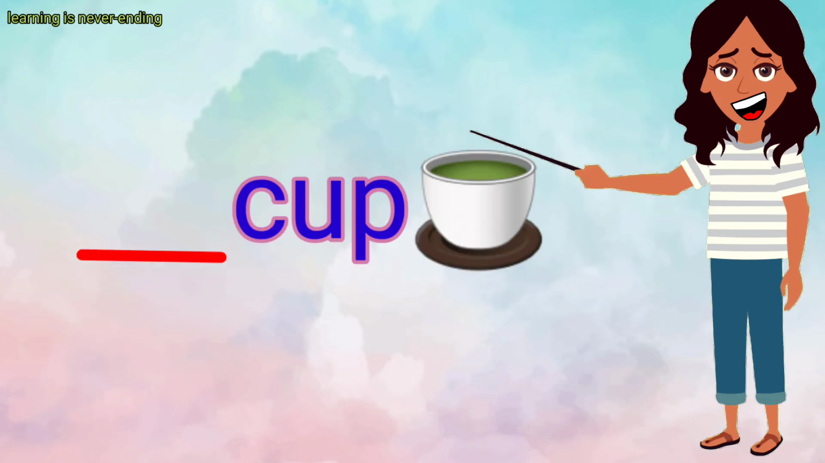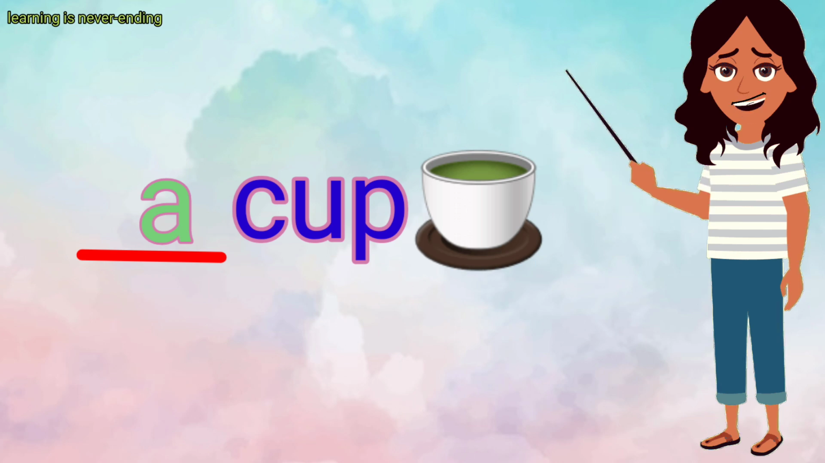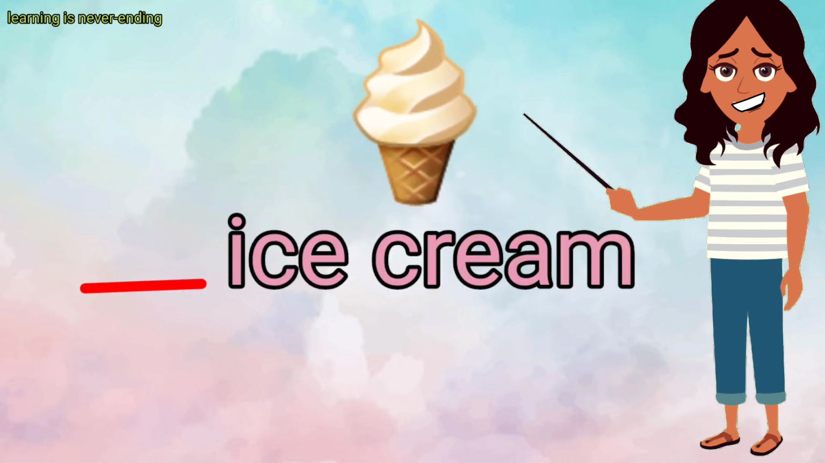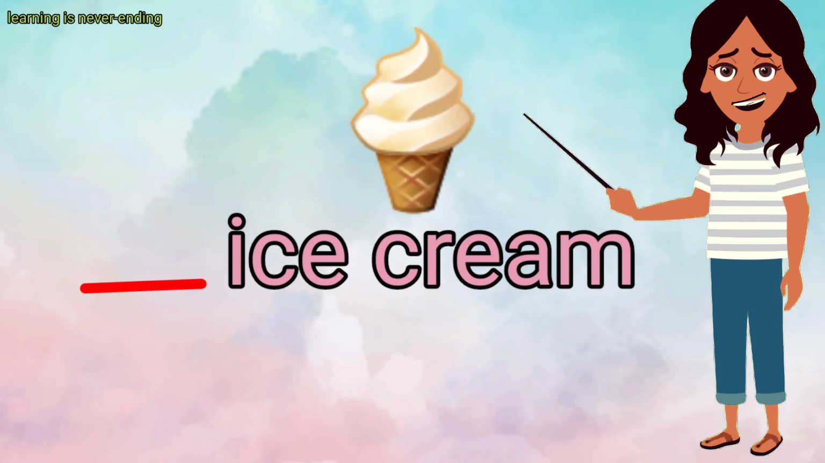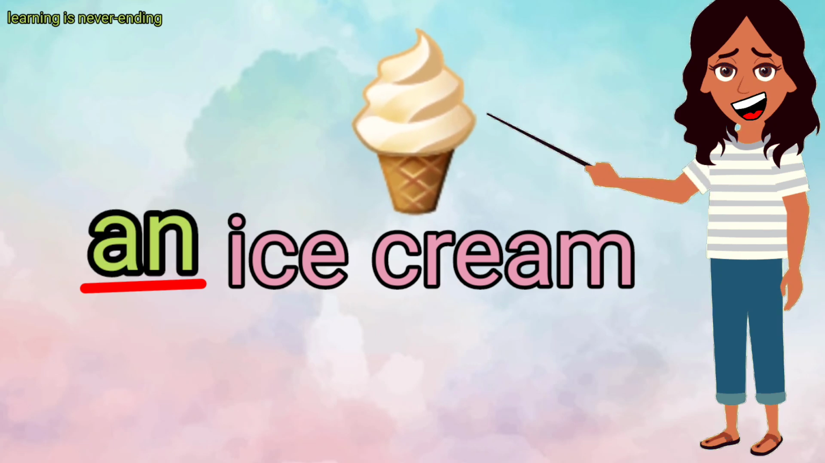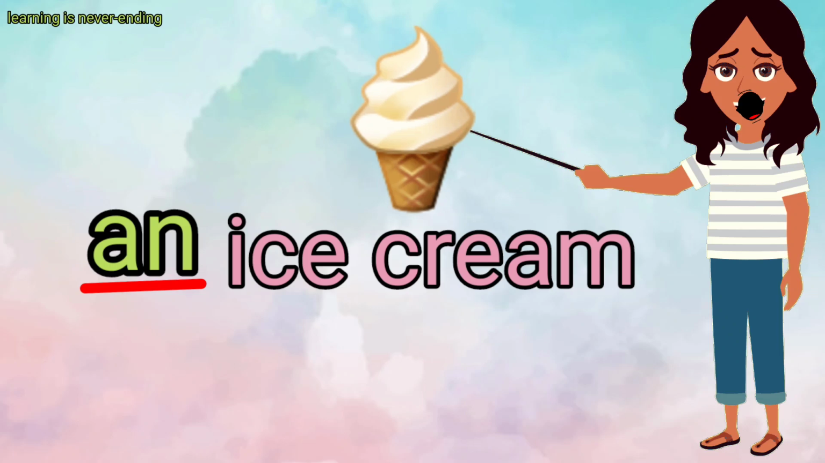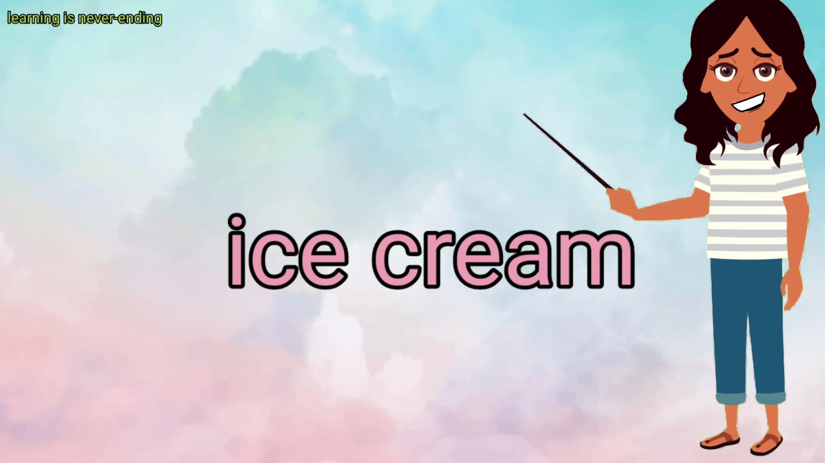Cup. C is a consonant. So what we will use? A cup. Let's see the next word. Ice cream. Ice cream starts with the I and I is a vowel. So what we will put here? An ice cream.